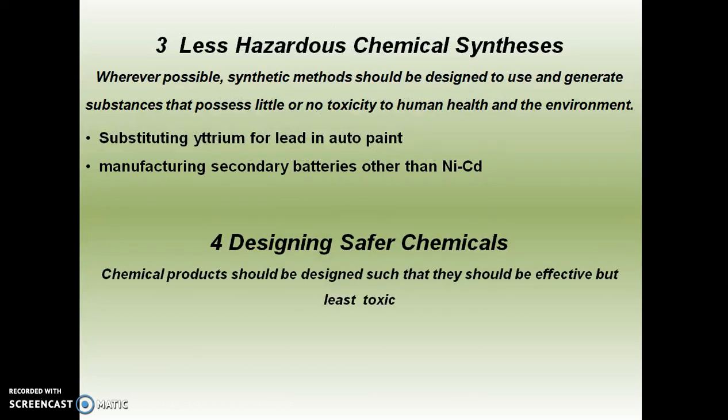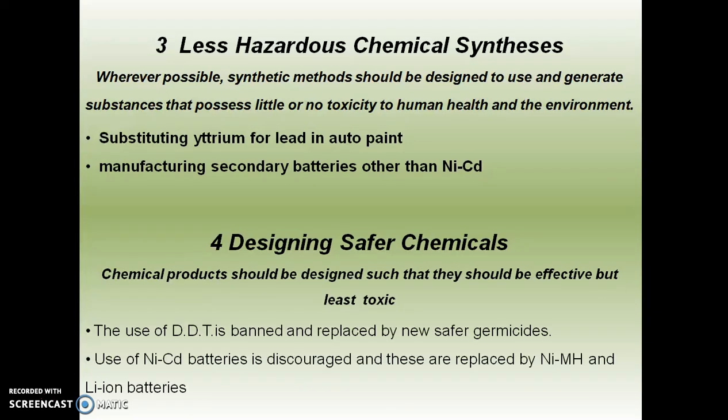Fourth principle is designing safer chemicals. The chemical products should be designed such that they should be effective but least toxic. Can you think of an example where the substance is not toxic and effective as well? The use of DDT is banned and replaced by new safer germicides. So this is an example of designing the safer chemicals. Also, the use of nickel-cadmium batteries is discouraged and these are replaced by nickel metal hydride batteries or the lithium-ion batteries.